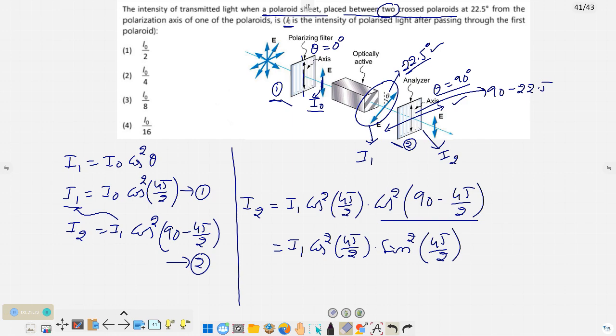Now if you observe this, I1 is already known: I0 cos square theta. So I1 is nothing but I0 cos square 45 by 2, this you are going to get. So this is I0 by 4, take the 2 common, it becomes cos square 45, and again we are going to get sine square 45.